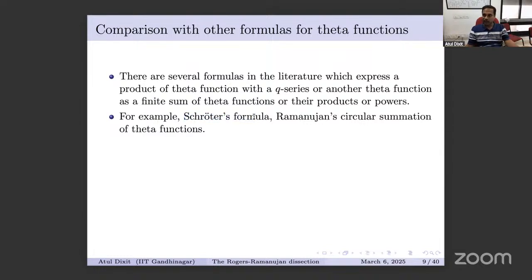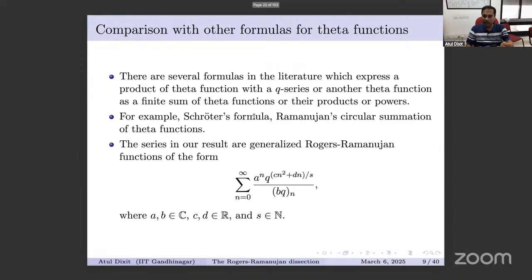So this is a new kind of summation. This is representing a theta function in terms of a sum of products of generalized Rogers-Ramanujan functions. And if I have b equal to 1, by generalized Rogers-Ramanujan functions, I mean not just a to the n, q to the n square by q sub n. That is also called a generalized Rogers-Ramanujan function. But here we are allowing the exponent of q to be a quadratic in n divided by s. And in the denominator, we are allowing bq sub n and then a to the power n. So this series is what I'll call a generalized Rogers-Ramanujan function.